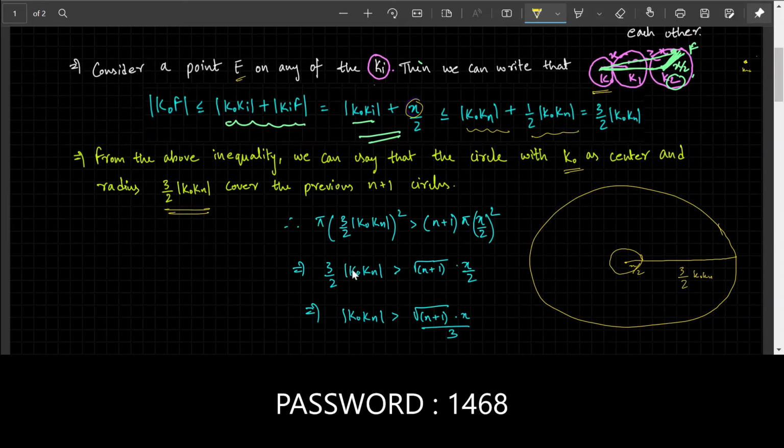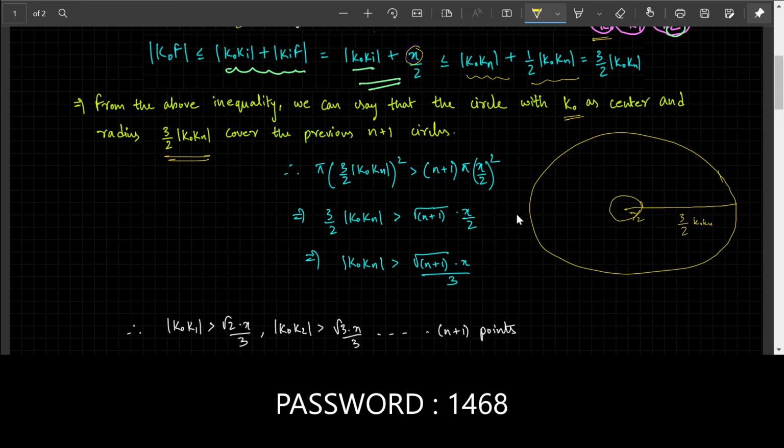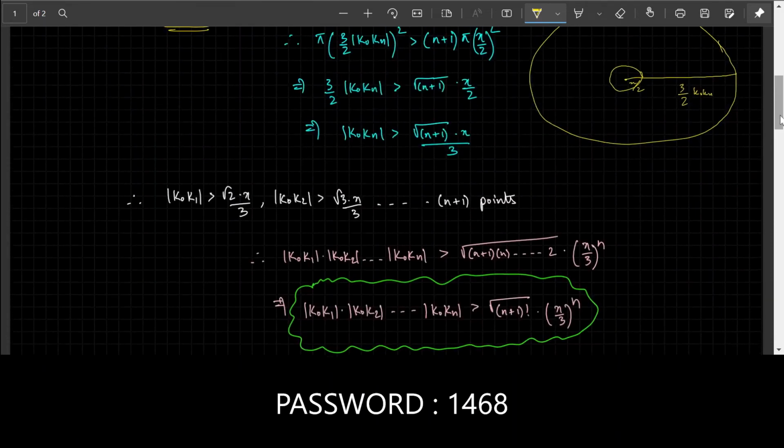So this makes the equation 3 by 2 k naught kn greater than root over n plus 1 into x by 2, and from this we can say that k naught kn is greater than root over n plus 1 into x by 3. Fine. So now substituting n equal to 1, n equal to 2, and so on, we get that k naught k1 is greater than root 2 x by 3, k naught k2 is greater than root 3 x by 3, and so on till n plus 1 points.